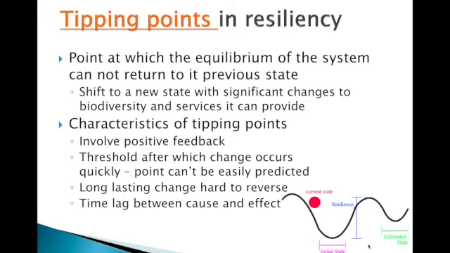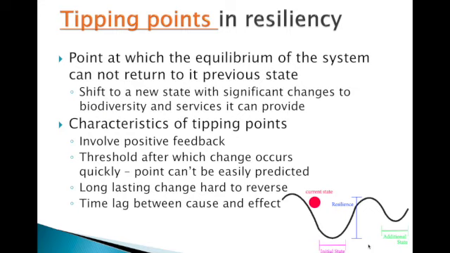A characteristic of a tipping point, it usually involves positive feedback. Global warming, we are reaching tipping points. There's a threshold after which change occurs quickly. This point can't easily be predicted. We don't know what the threshold is going to be. We don't know what's going to push us over the tipping point. If you've ever heard that statement, it was the straw on the camel's back, where the camel can carry this huge load, and then you add one little thing, and the camel collapses and dies because it was too heavy. That's when we talk about a tipping point. It was that one extra little thing added on to already the stress that was going on that pushes it into a point where it can't go back to the normal.